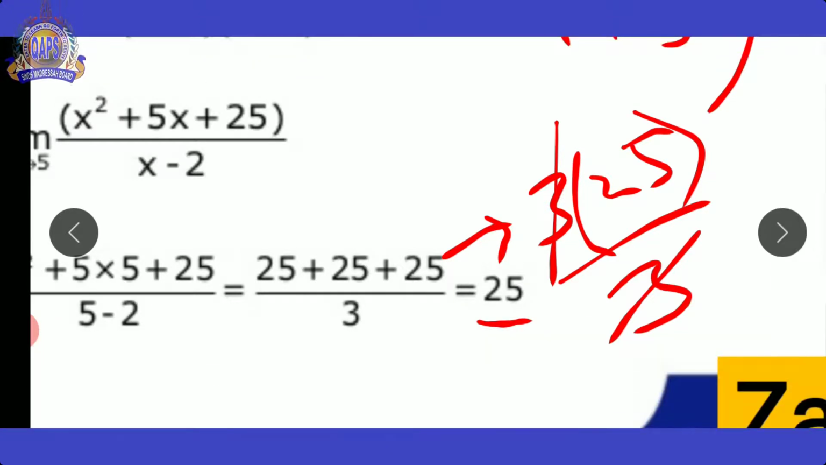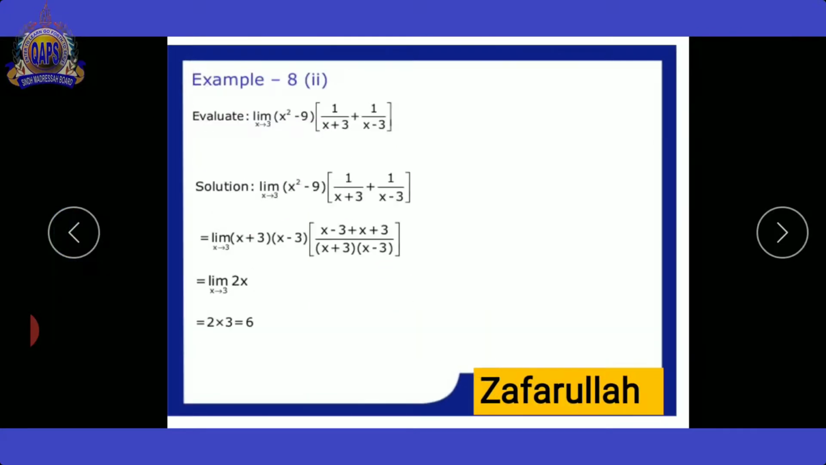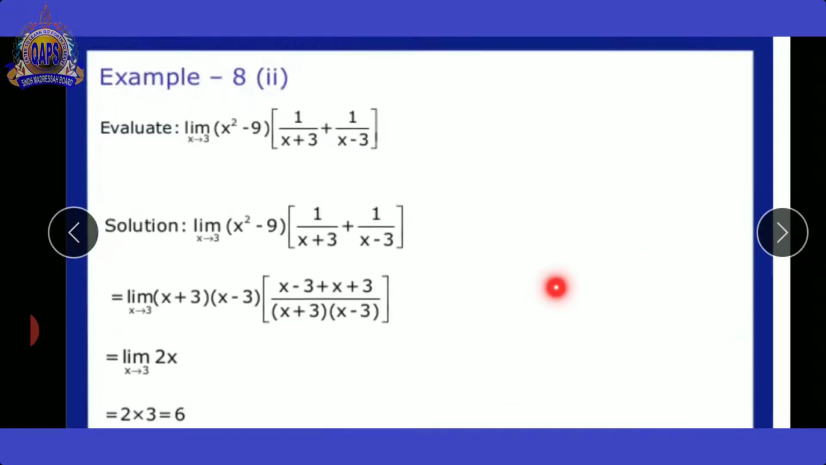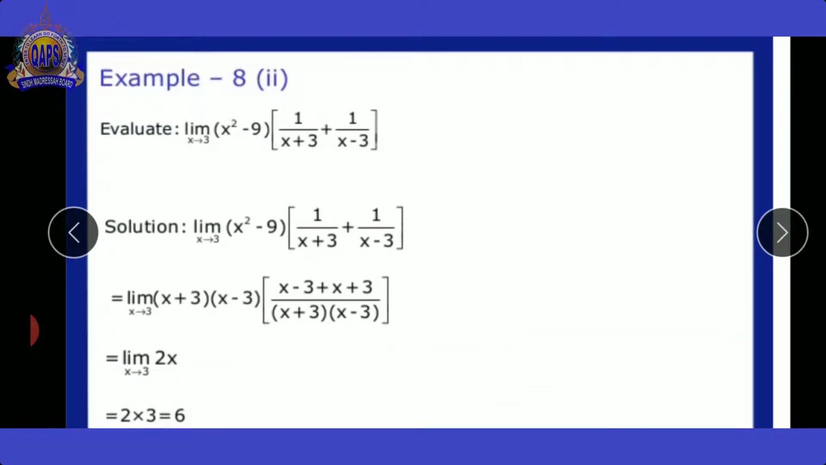So now again in the second question, example number 8, question number 2: x approaches 3, x square minus 9 is equal to the whole bracket 1 upon x plus 3 plus 1 upon x minus 3. Now here, first of all we take the LCM from both functions.